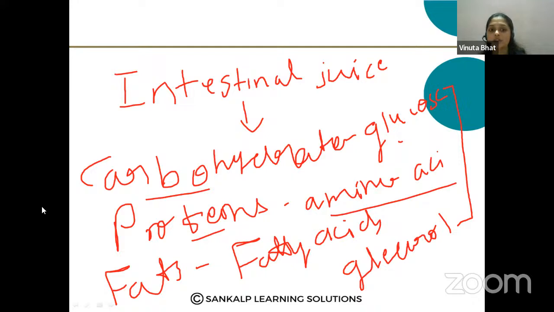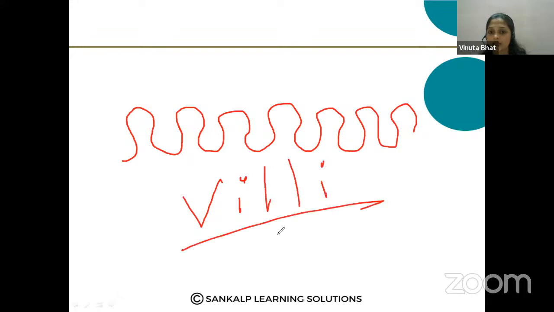And the walls of the small intestine have a special structure. They are called finger like projections. They help for the absorption of the food material, and they are called villi. Very important, villi. So these finger like projections present in the walls of the small intestine help for the absorption of the food. That is villi.